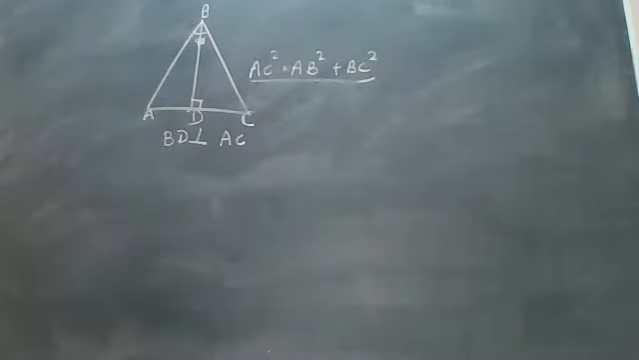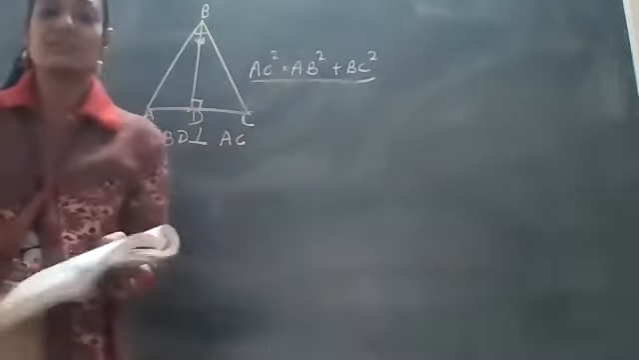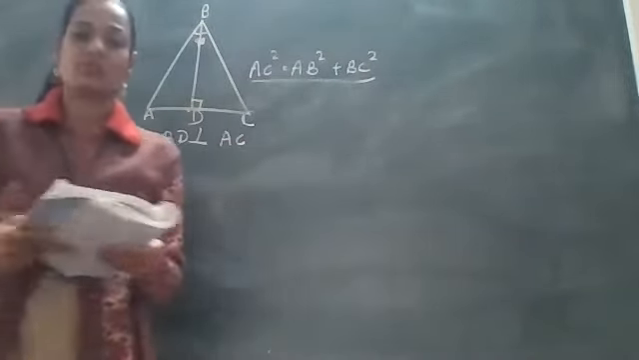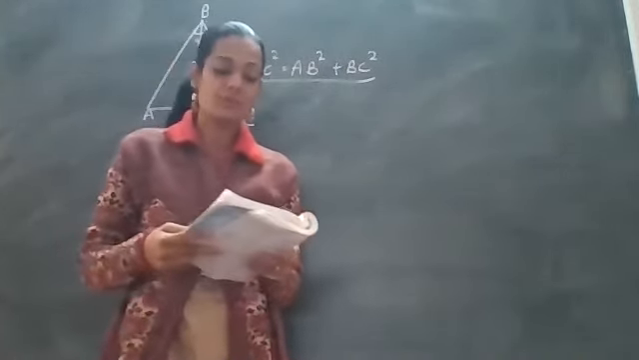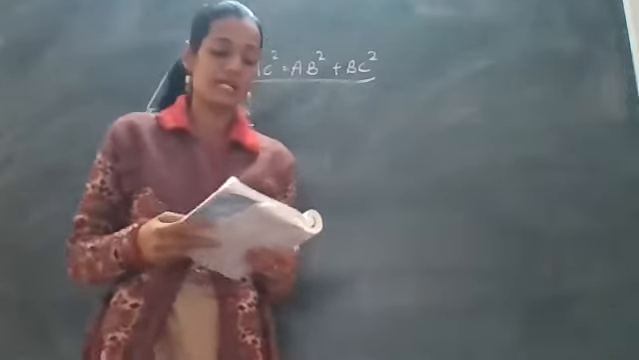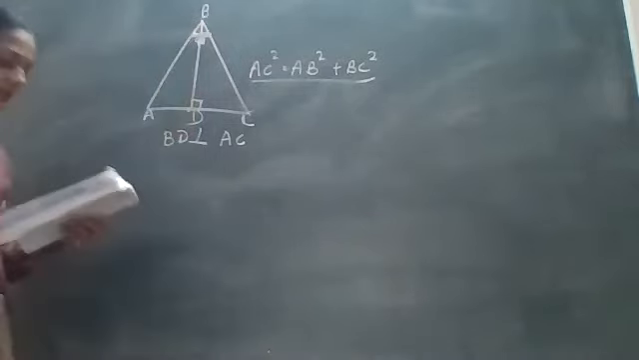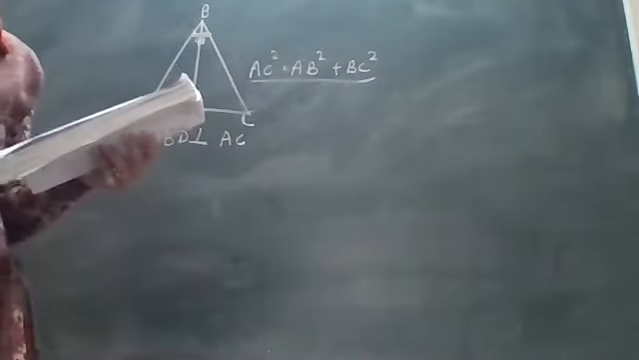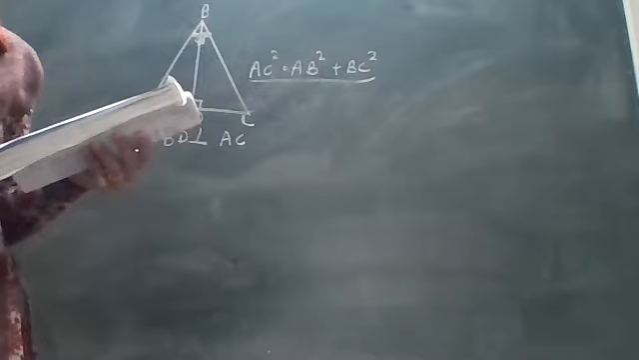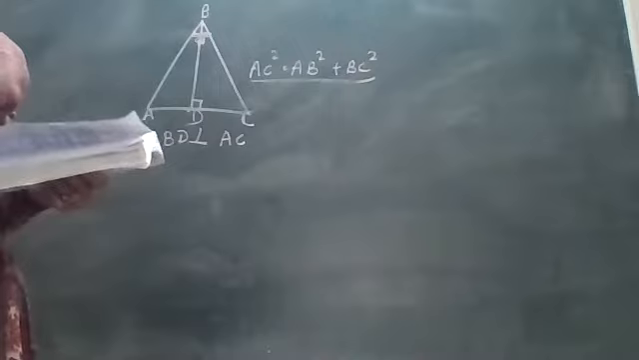So what are we going to do now? Now here we are going to use the theorem 6.7. But just what the 6.7 theorem says is given upside, so just revise one more time. Theorem 6.7 says that if a perpendicular is drawn from the vertex of the right angle to the hypotenuse, then triangles on both the sides of the perpendicular are similar to the whole triangle and to each other.